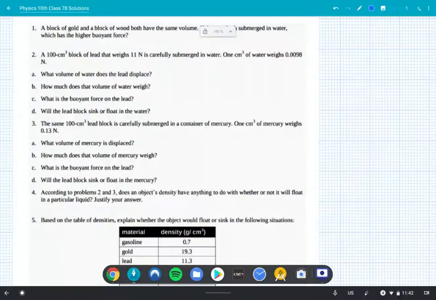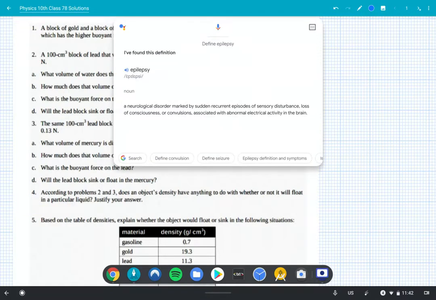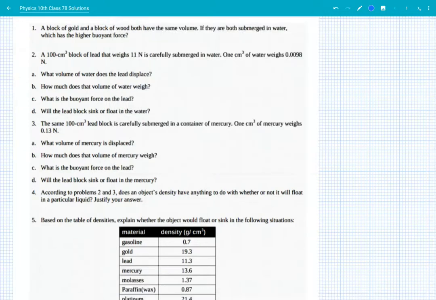All right, let's see if Google's ready. Define epilepsy. Here's the definition of epilepsy: a neurological disorder marked by sudden recurrent episodes of sensory disturbance, loss of consciousness, or convulsions associated with abnormal electrical activity in the brain. Yeah, there you go. Welcome to psychology class. Now back to physics.